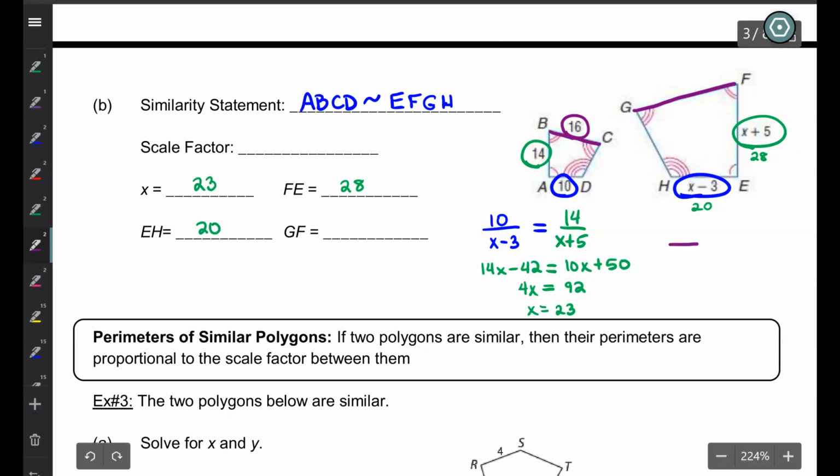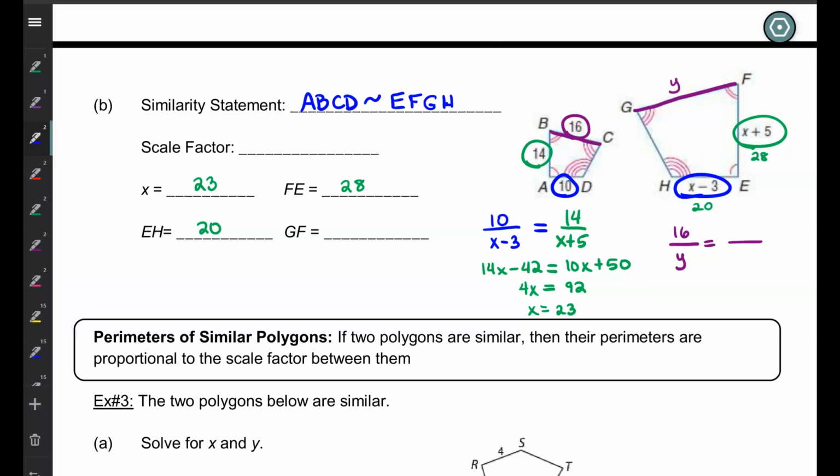So maybe I'll introduce a new variable. I'll use y so I don't get that mixed up with the other ones. So I know 16 over y has to correspond to any other two sides that are corresponding now that I know them. So maybe I'll use the 10, and remember 10 compares to 20. And then cross multiply. And what do we get?